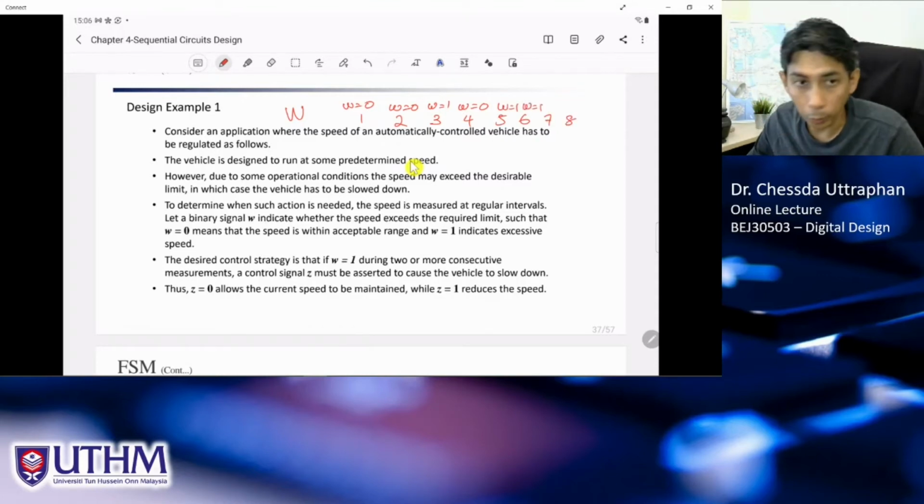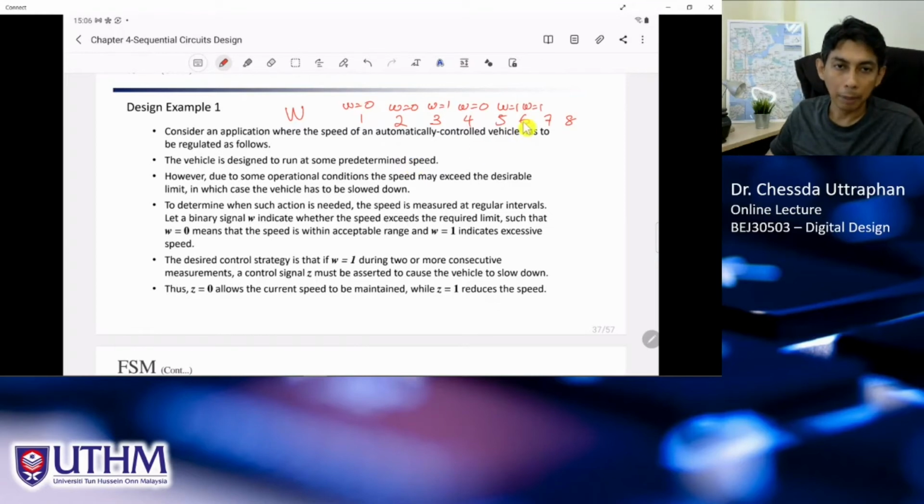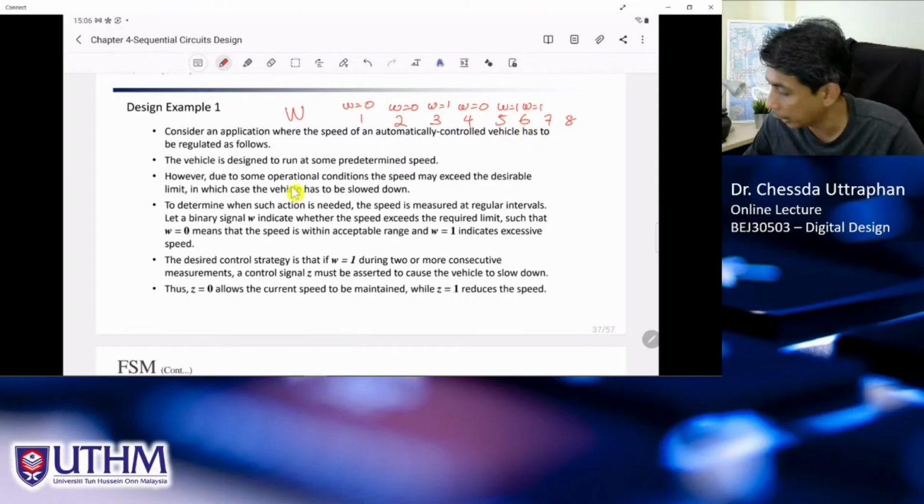But what if the next measurement still has W equal to 1? All right, it means that something is wrong already, because the first measurement and the second measurement are still exceeding the speed limit. So we need to do something to slow down the vehicle. So for example, to slow down the vehicle, we have another signal, which is named Z, to activate the mechanism to slow the vehicle down.